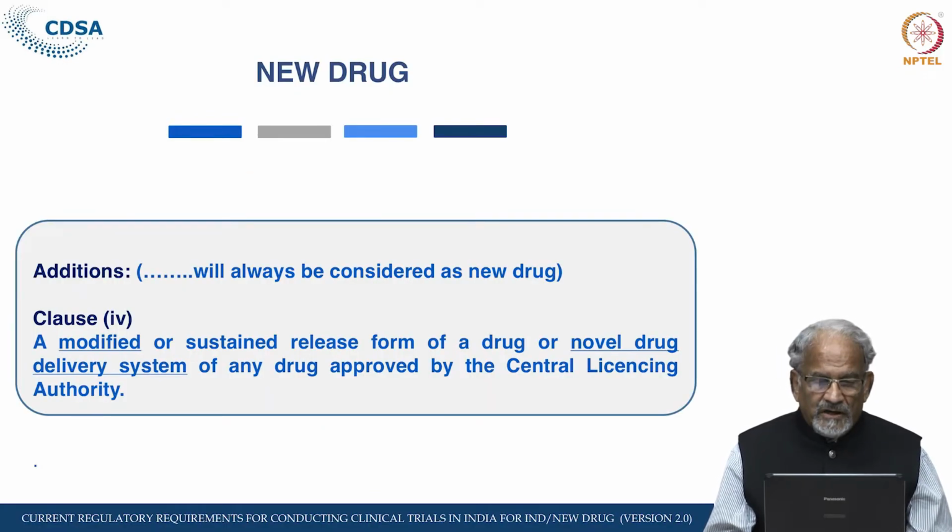In the definition of new drug, there is an addition that will always be considered a new drug, meaning a modified or sustained release form of a drug or a novel drug delivery system. This has been added. Now, modified drug or sustained release or novel drug delivery system, and a clause 5 has been added where vaccine and recombinant derived product, monoclonal antibody, stem cell derived product, gene therapeutic product, xenografts which are intended to be used as a drug. So, all these things will now be called as a new drug.